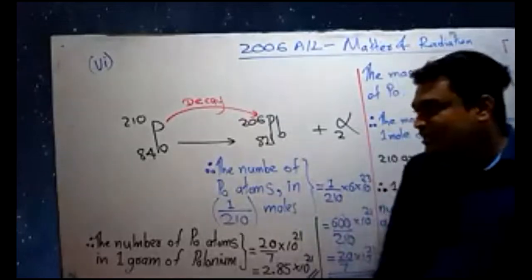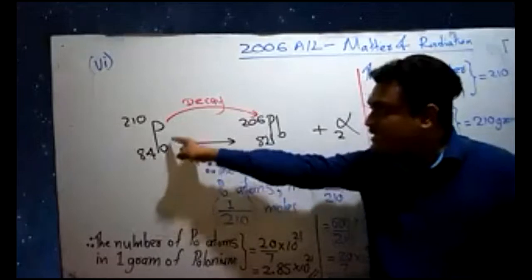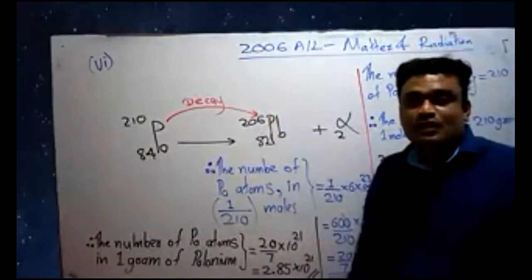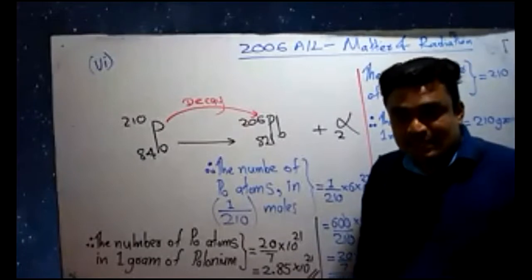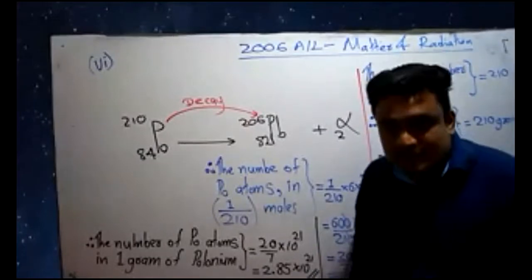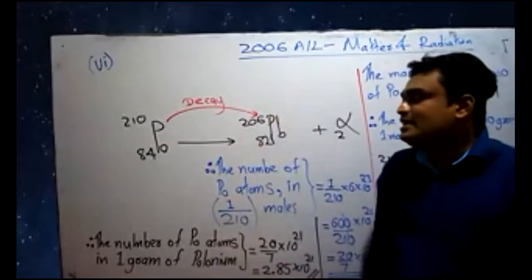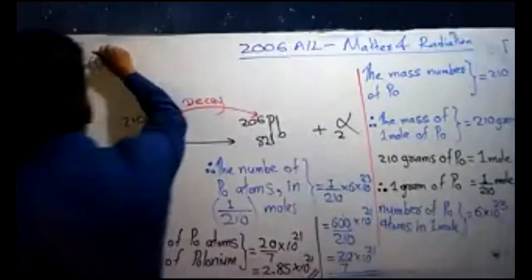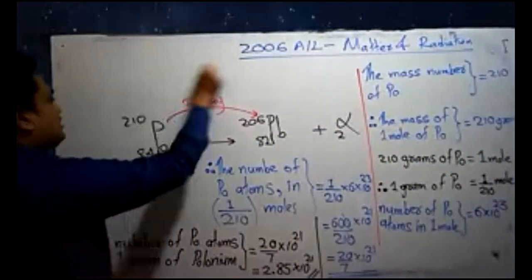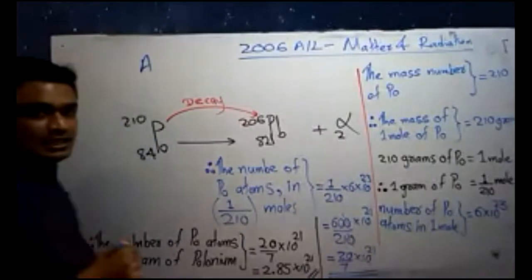What is activity here? The number of mother atoms or mother nuclei decaying per second is said to be the activity. But we don't use the term second, we use the term rate. The rate of decay of mother nuclei is said to be the activity. There is a law which is called the law of radioactivity. Activity is normally indicated by A.